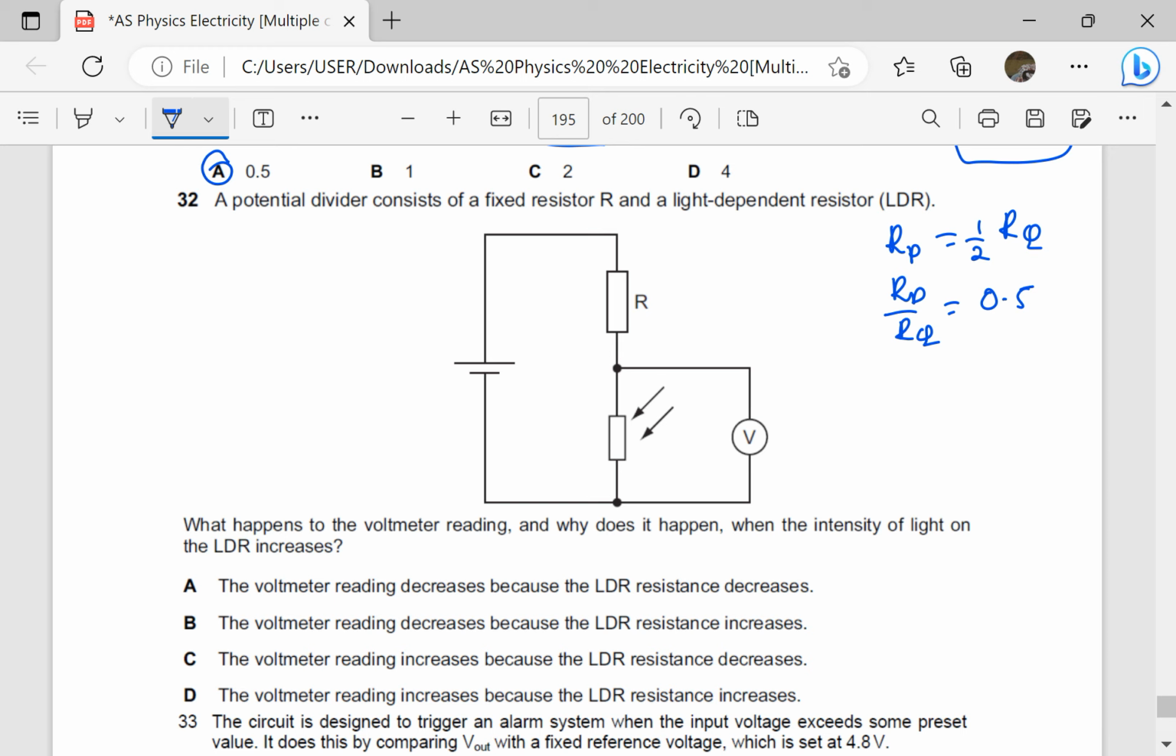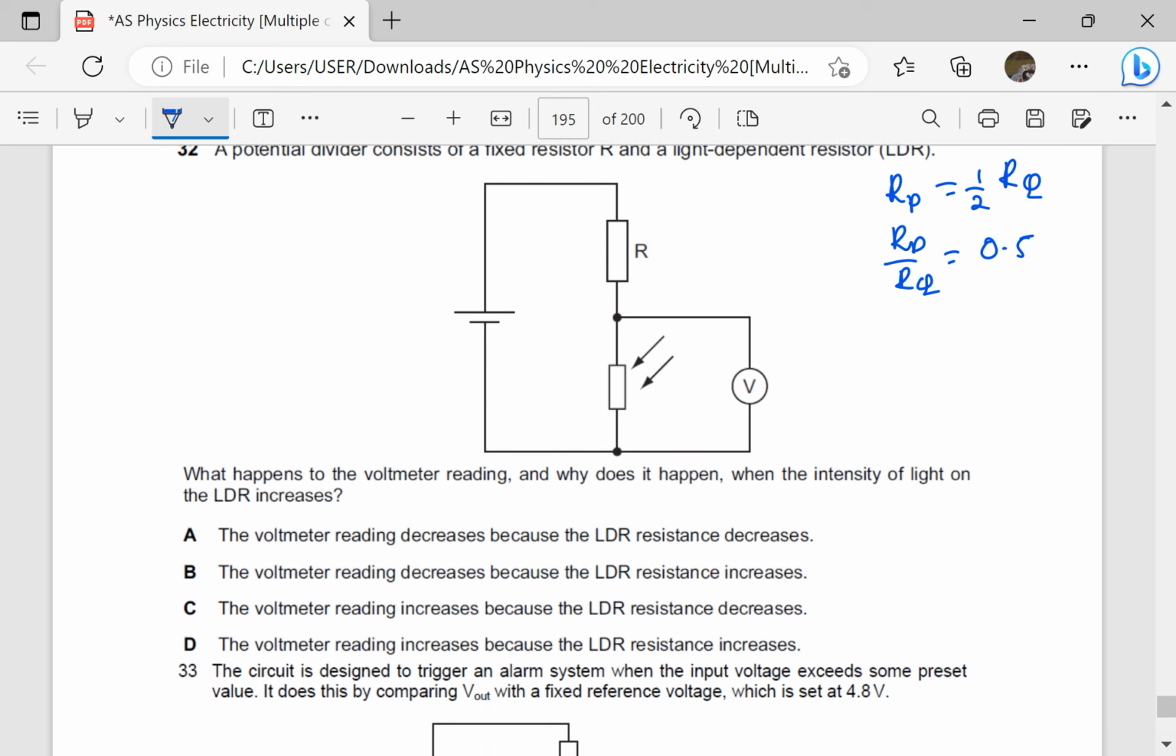A potential divider consists of a fixed resistor R and a light-dependent resistor, LDR. What happens to the voltmeter reading, and why does it happen, when the light intensity on the LDR increases? Remember the LDR is a negative coefficient device. When the light intensity increases, the resistance of the LDR must decrease, which means, because PD is equal to I times R, the PD of the LDR must decrease.